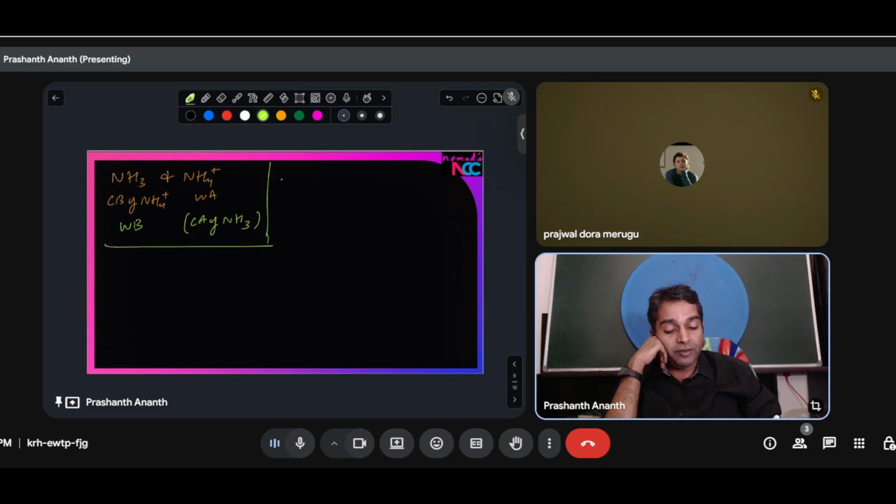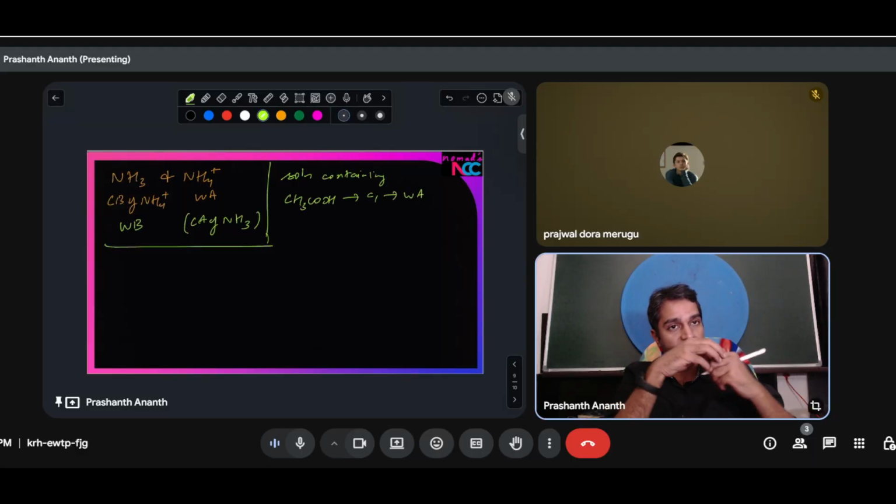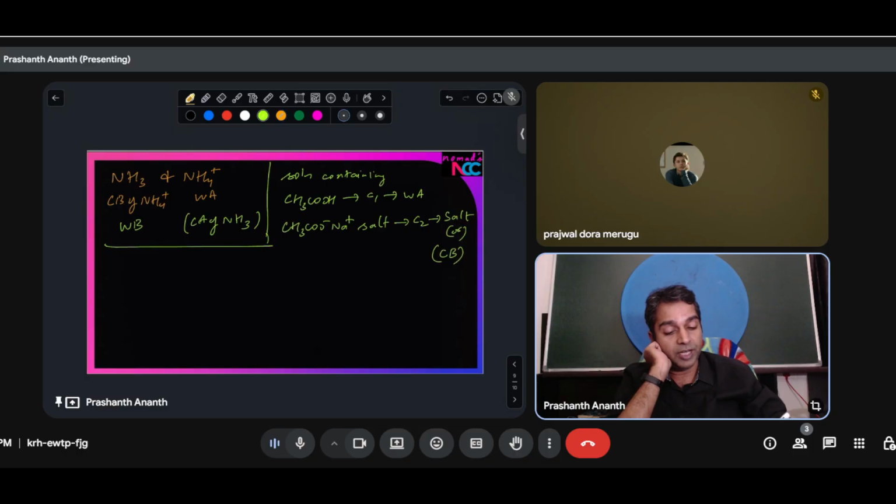So let's say I am going to have a solution containing, say, CH3COOH at concentration C1. I am just going to call this the weak acid concentration in whatever expression I am going to be putting, and CH3COO minus Na plus salt as concentration C2. Let's call this salt. Or I will be using the other term, conjugate base. I prefer using the term conjugate base in this particular case mainly because there will be no mistakes.